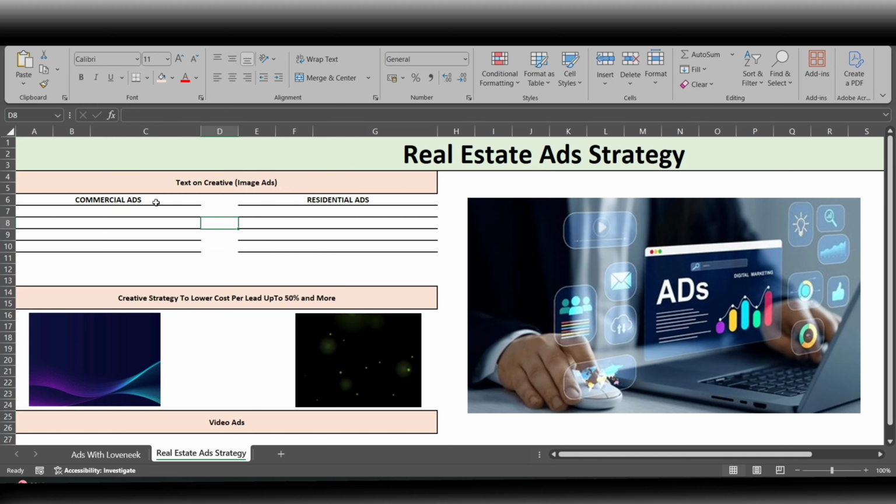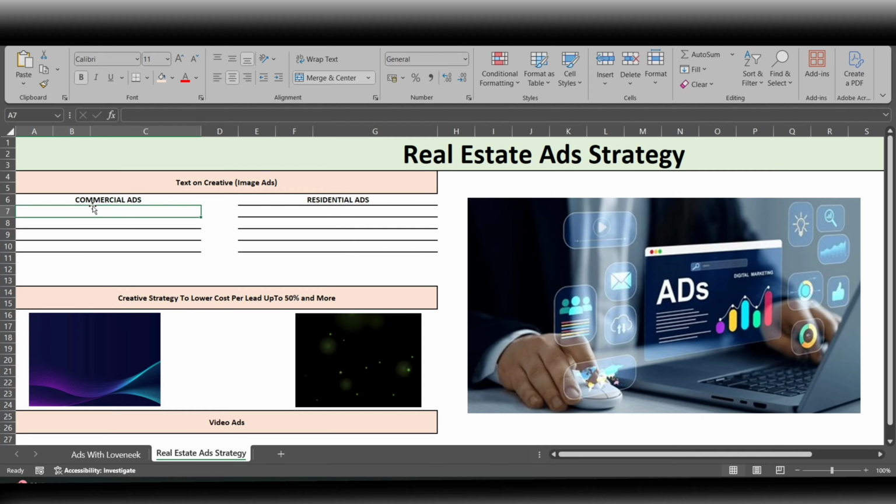Now, for real estate, you usually work for either commercial clients or residential clients. For both commercial and residential, the structure of our image ad creative will be similar. We will be formatting our image creative in a similar way, but I will tell you the order of the things that you have to mention on your creative, and what things you should be adding on your creative.